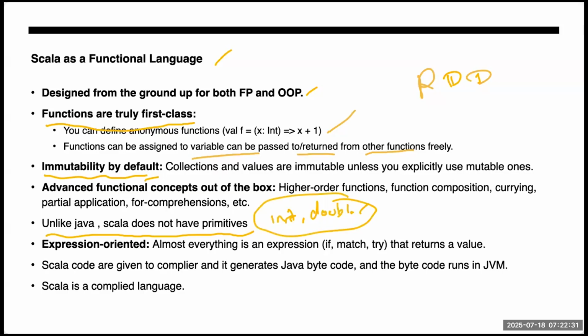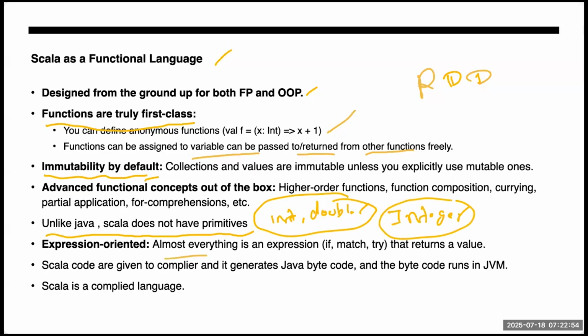But the downside is that they are not objects. You cannot call any method on them. So you have a wrapper on int, which we call Integer. So you can call methods on top of Integer and all.